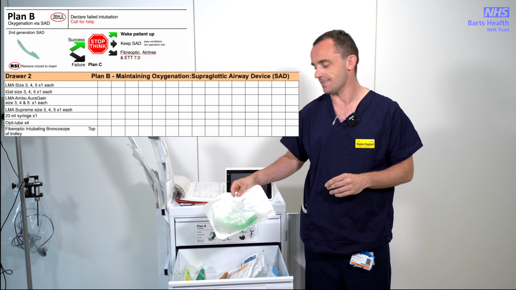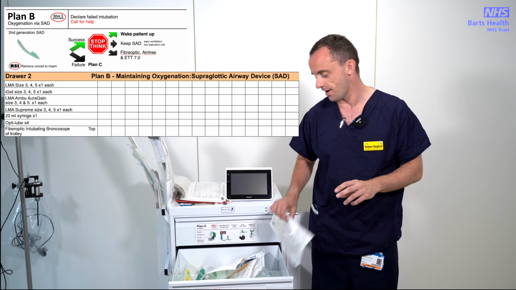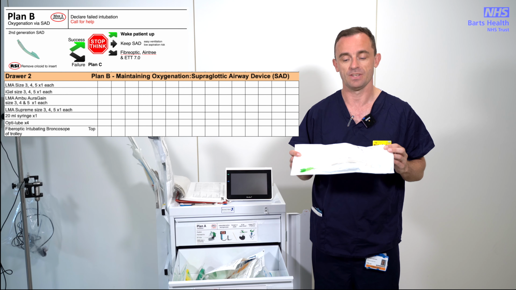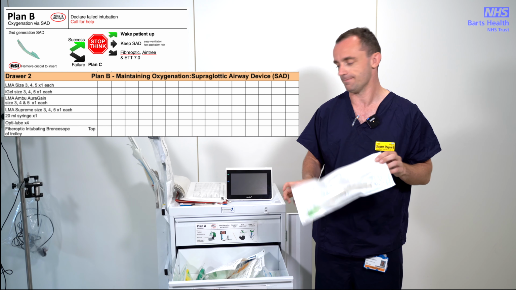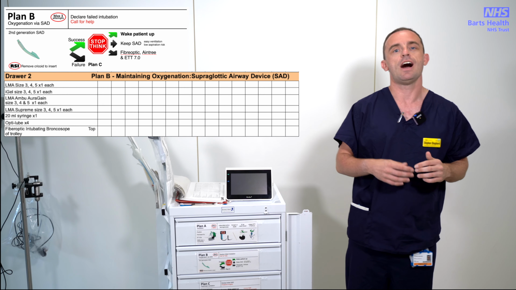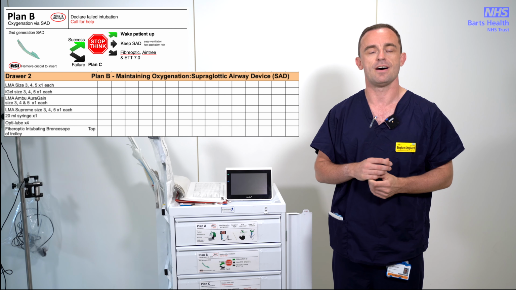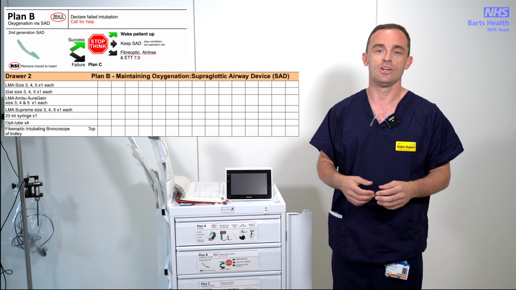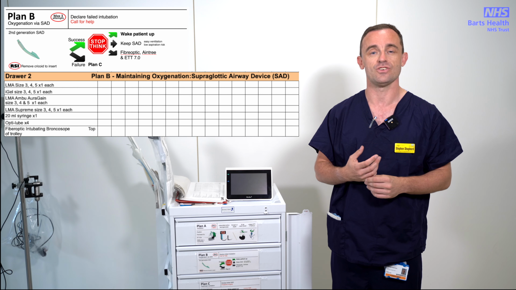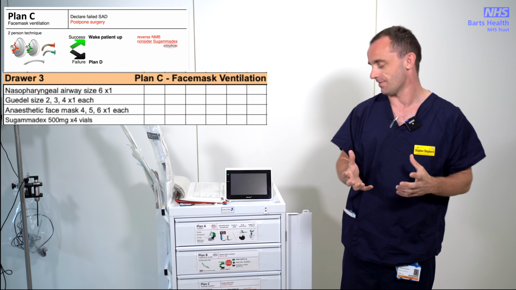You'll also find the same 3, 4, and 5 with a Pro Seal and a 3, 4, and 5 of a standard laryngeal mask airway. Again, training can be arranged for these. If you're unable to maintain oxygenation by use of a supraglottic airway, your next step is to then move forward to try and use airway adjuncts using hands and bag mask ventilation.